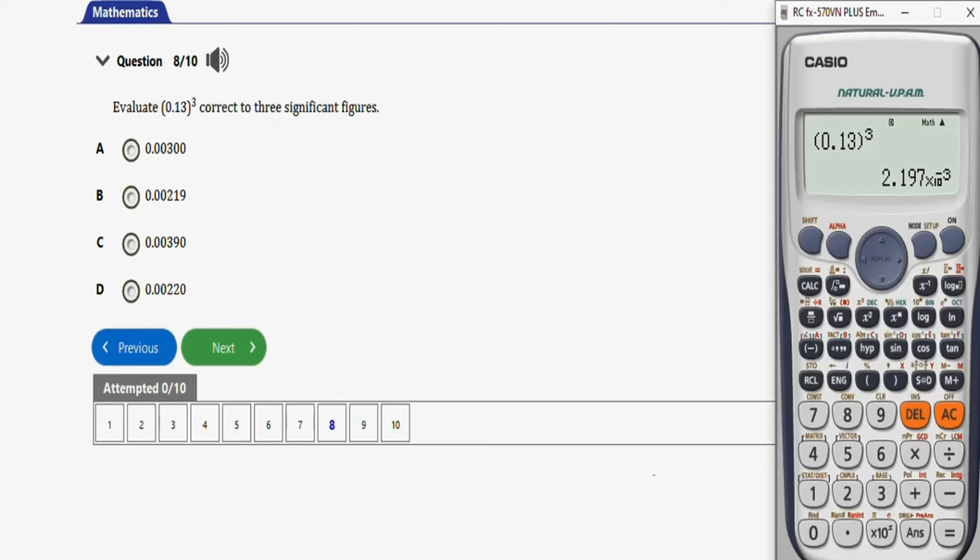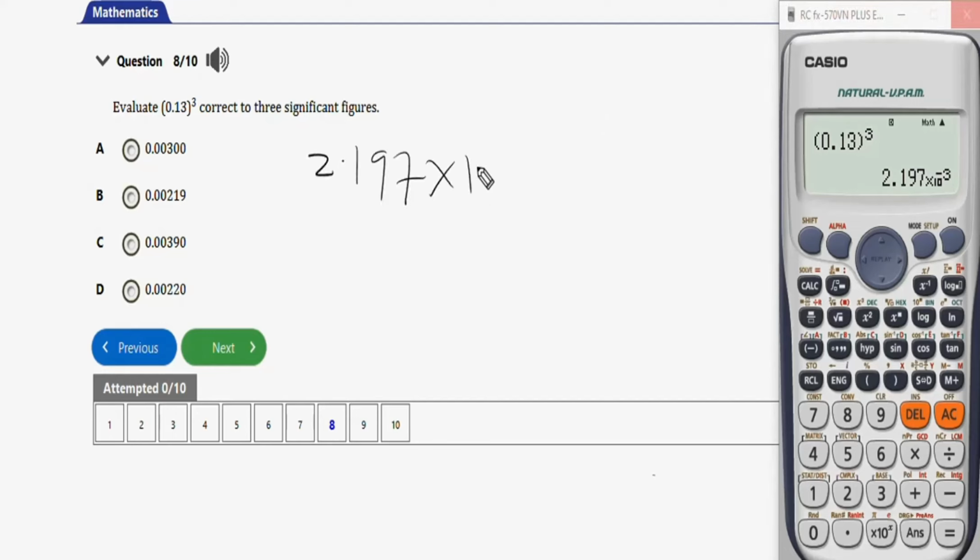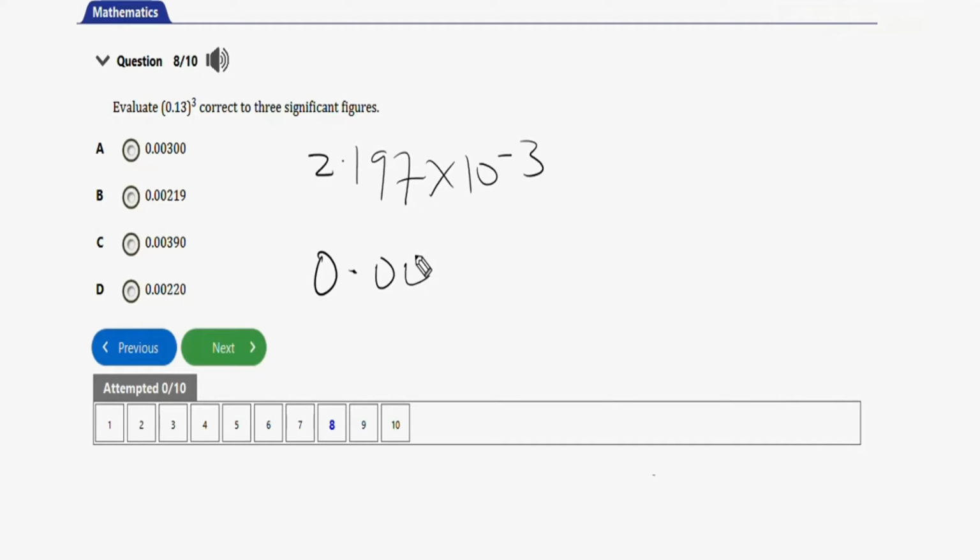Let me show you guys another way you can represent this. We have the output to be 2.197 times 10 to the power negative 3. So guys, this is the same thing as 0.002197. So to 3 significant figures, it starts from the first non-zero number. So this is the first significant figure, the second one, and this is the third one.